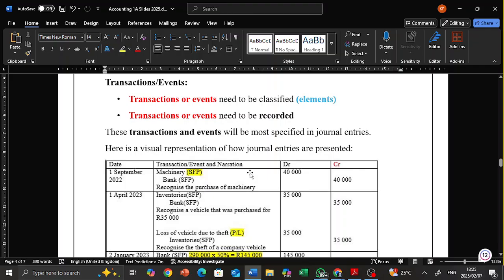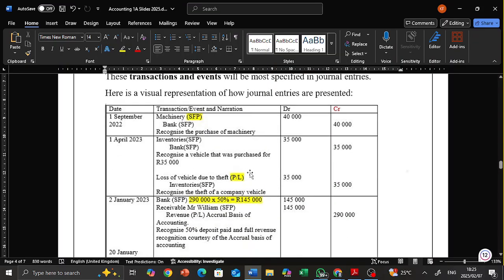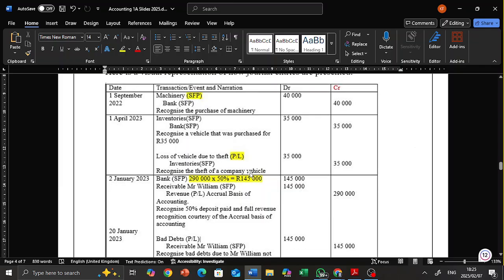Okay, here is a visual representation of how journals are presented. Please, guys, when you start writing your papers, you will need to follow this exact format. As you can see, we will do this question properly. I just have to try my best to make you understand the background of journals. You will need to write the date that the transaction happened.